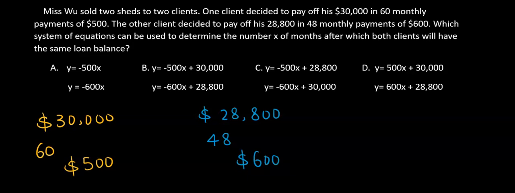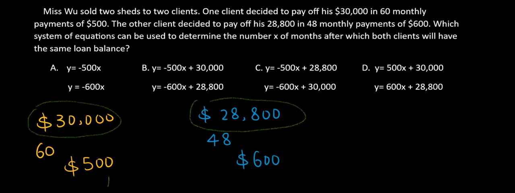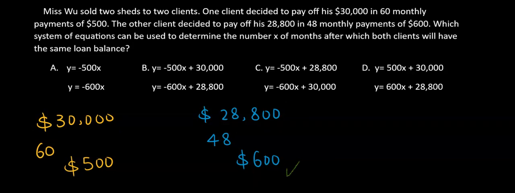It asks us which system equation can be used to determine the number X months after which both clients will have the same loan balance. This question did not ask us to graph, but if it asked us to graph, we needed to know that this is our y-intercept, how much you owe at the start, and this is your slope, how much you pay back each month. Now, we only need to describe: does this system equation make sense?